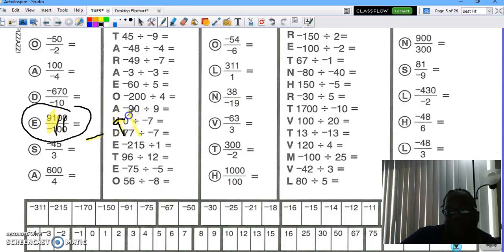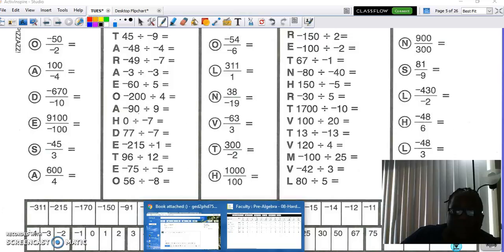Negative 91. Because 1 will go into 91 times. It's a negative because a negative divided by a positive is a negative. All right, so negative 91. So that should be up here somewhere. Oh, look at that, right here. Okay. All right, so let's see.